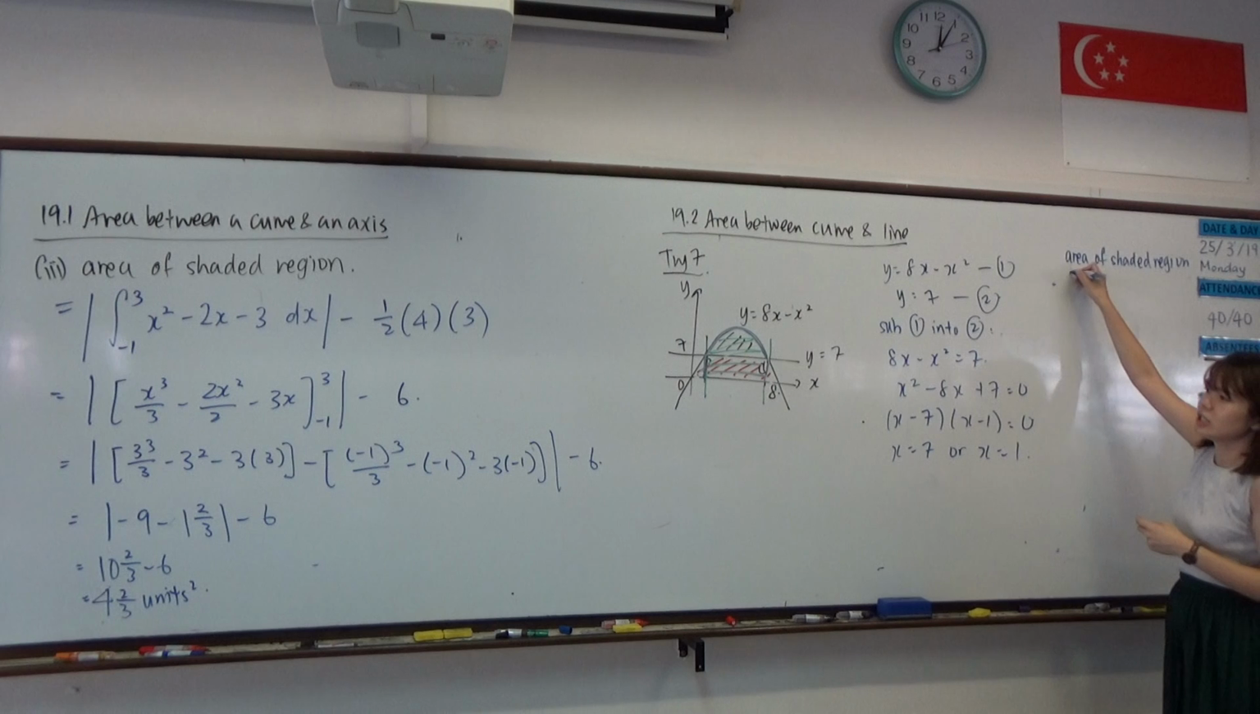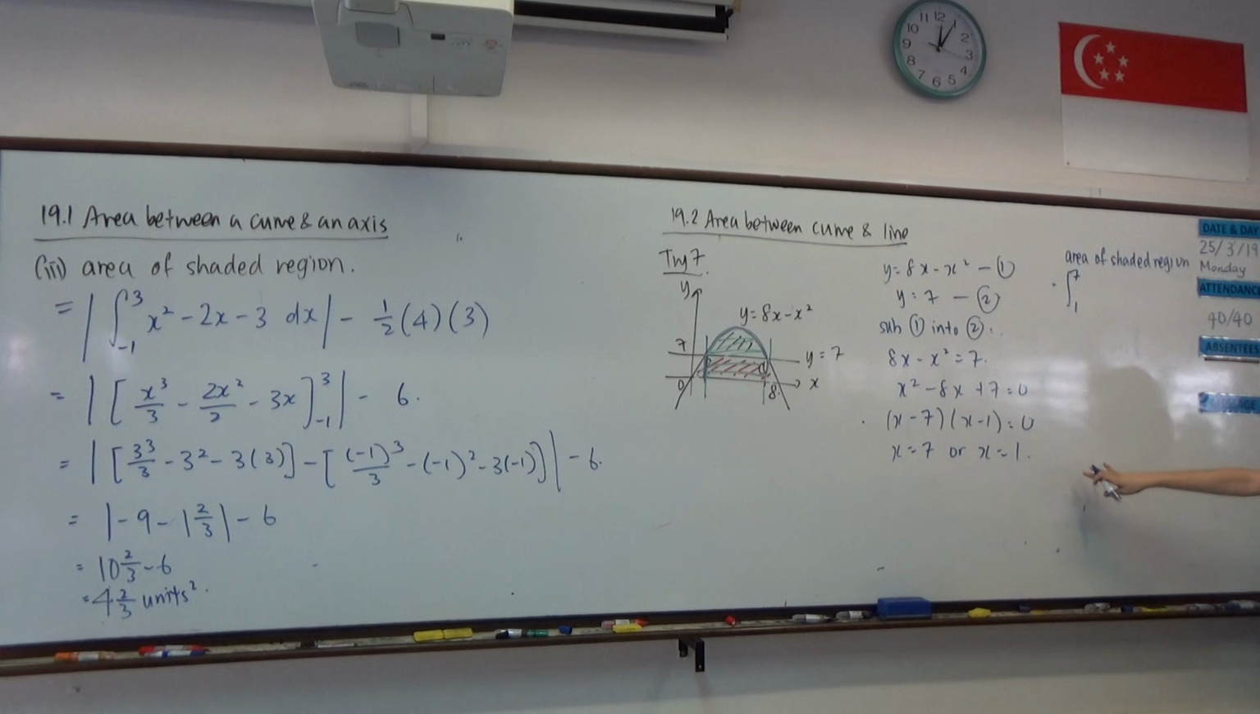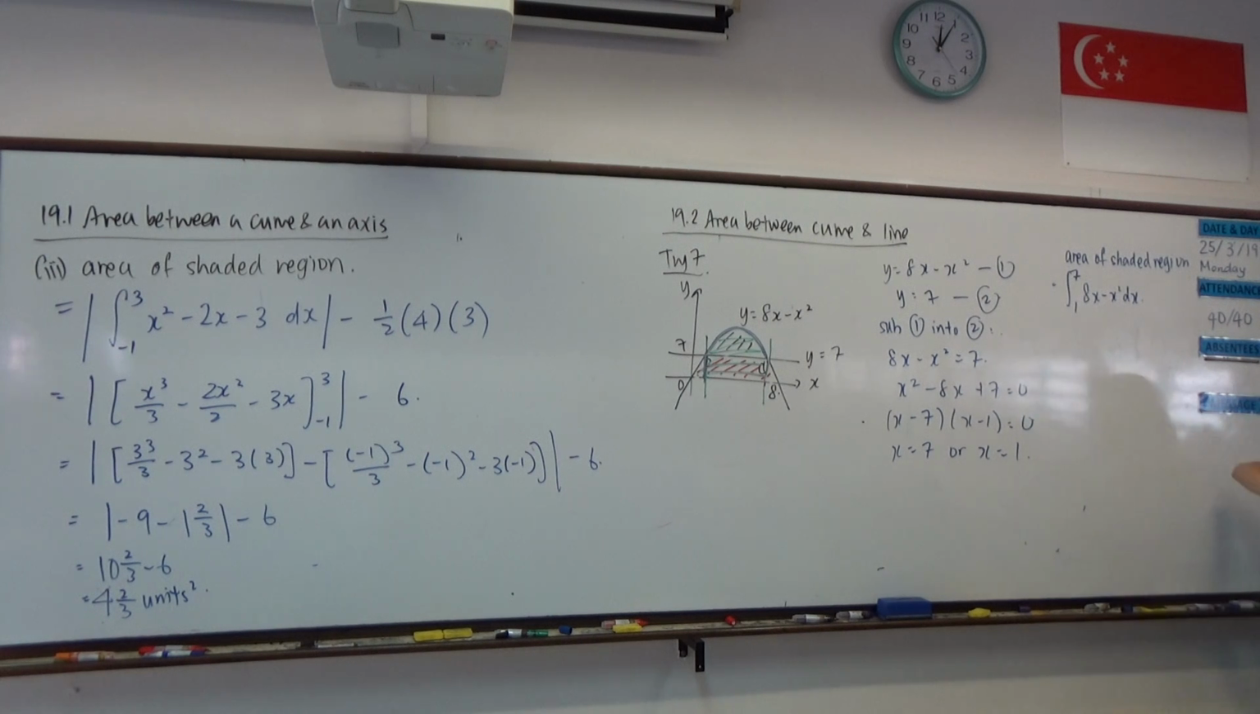So the area of the shaded region would be to integrate the curve from 1 to 7, because P is at 1 and Q is at 7, of 8x minus x squared. Then after that, minus away the rectangle. The rectangle itself, actually I need not consider integration at all. I could simply use length times breadth. So that will be 7 minus 1, times the height 7.